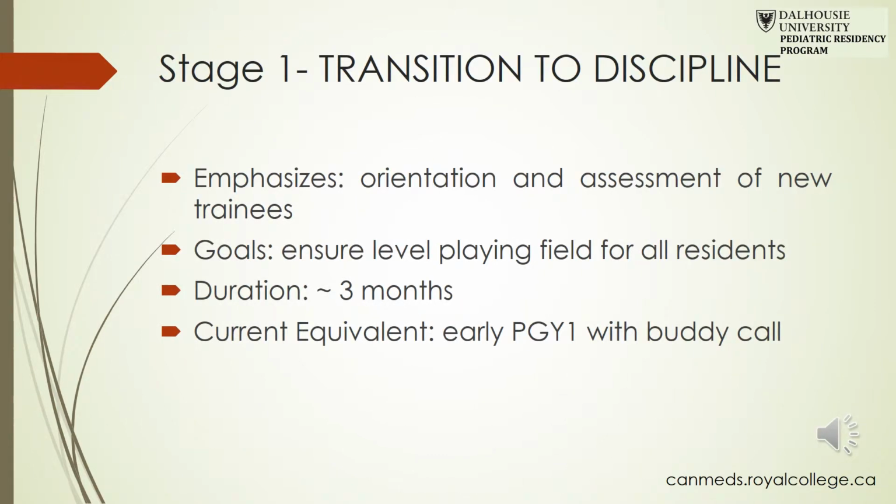Transition to Discipline is the first stage, and it emphasizes the orientation and assessment of new trainees. It formalizes the assessment and orientation process, ensuring a level playing field for all residents. For most residents, it will last approximately 3 months. It corresponds to the early part of junior residency in the existing framework.